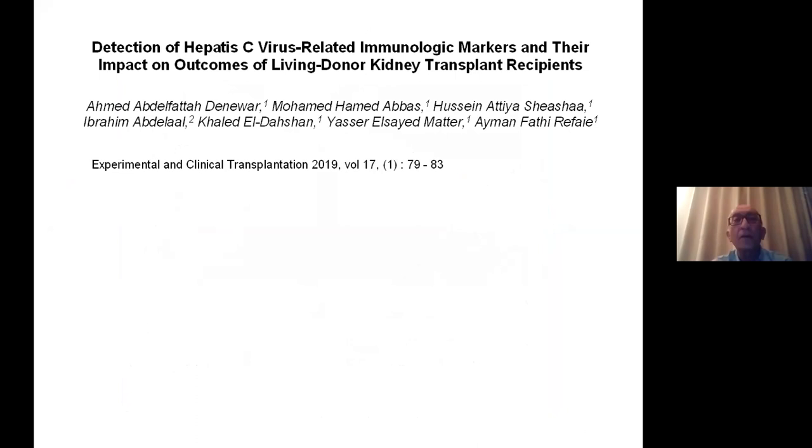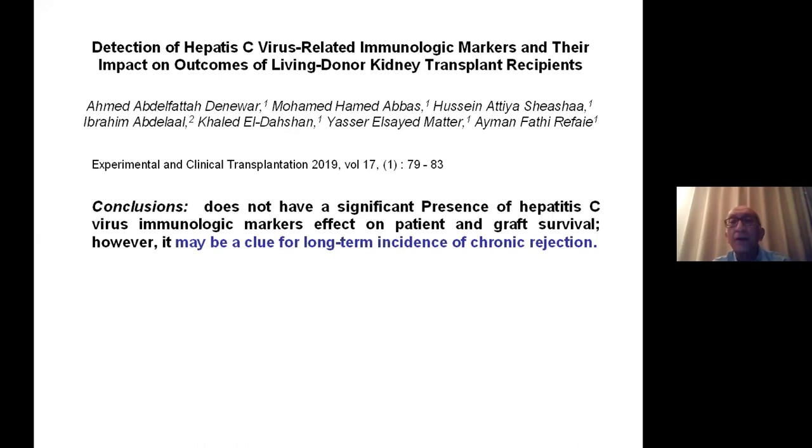A very important paper was published by our dear colleagues from Al-Mansoura Center, and they performed a retrospective analysis of more than 350 cases, and they could show that the presence of hepatitis C had minimal effect on the patient and graft survival. However, it may be a clue for long-term incidence of chronic rejection, so it calls for closer monitoring of the patients if you have hepatitis C positivity and you are not going to treat, and the trend now is to treat.